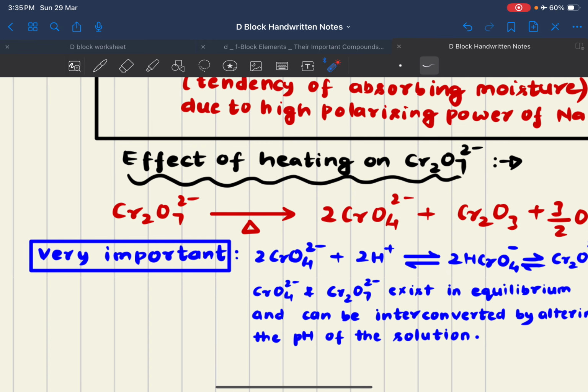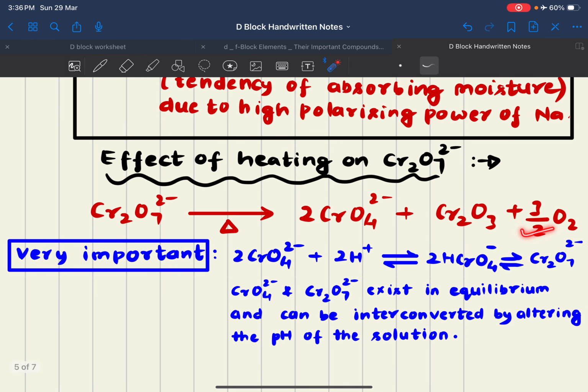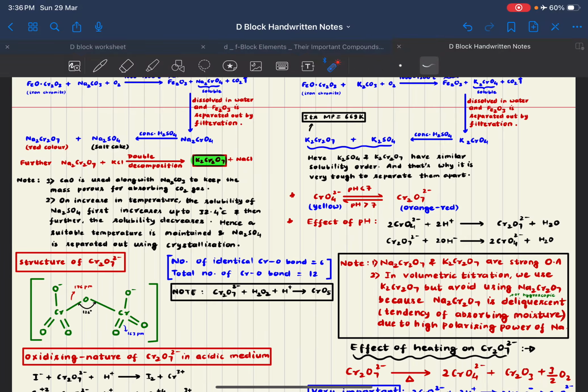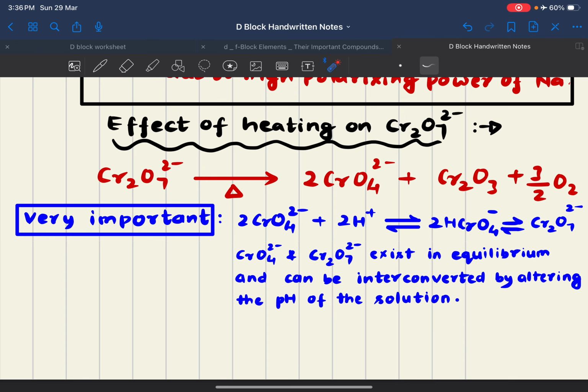Now the effect of heating on dichromate. If you heat dichromate strongly, you will get chromate, then Cr2O3, and also oxygen. You need to memorize this reaction. On heating, dichromate gives chromate, Cr2O3 and oxygen. Very important reaction. Now CrO4 2-, chromate in acidic medium, as I said, gives dichromate. I explained this part earlier, but I'm telling it again because it is very important.